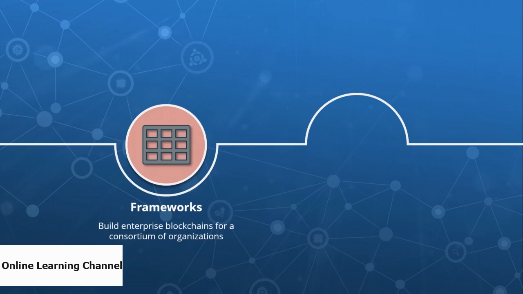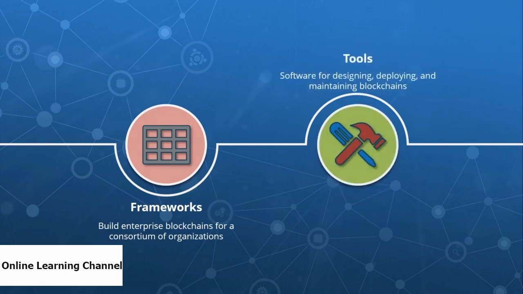Now, setting up, configuring, and maintaining blockchain networks can be a rather painstaking task, which brings us to the other category of projects under the Hyperledger umbrella, and these are known as Hyperledger Tools. These are specialized software which are meant for designing, deploying, and maintaining blockchains and blockchain networks. They abstract away a lot of the underlying complexity around setting up and maintaining of blockchains and have the effect of democratizing blockchains so that it's not just technical people who are involved in its creation and maintenance.